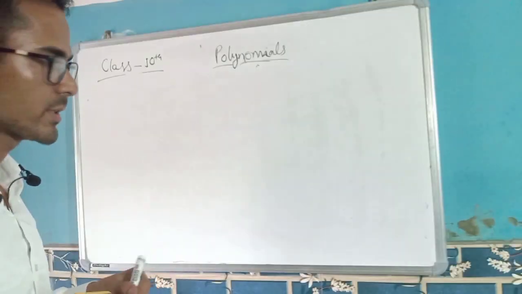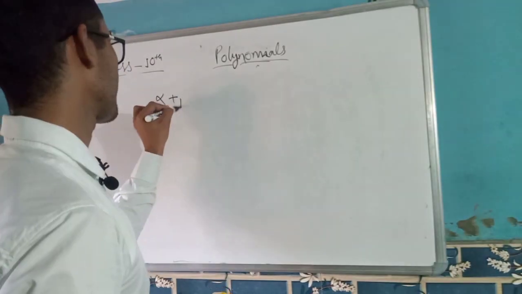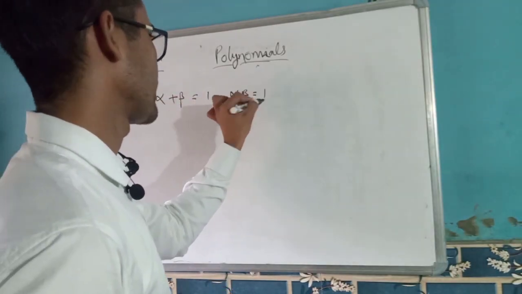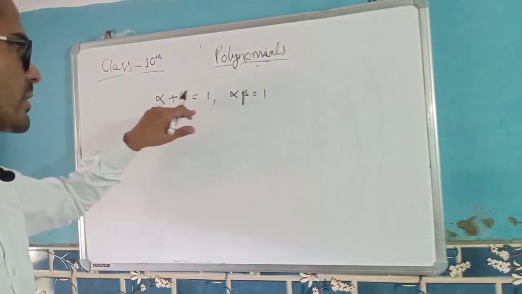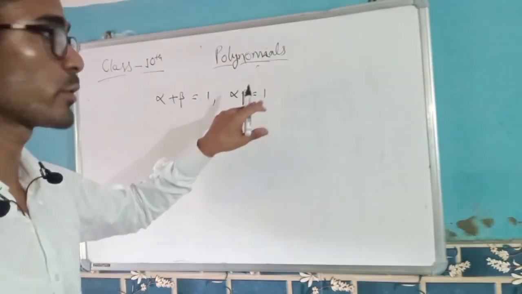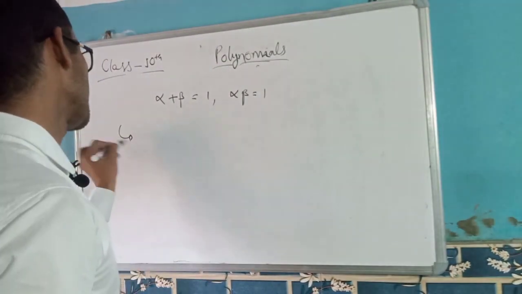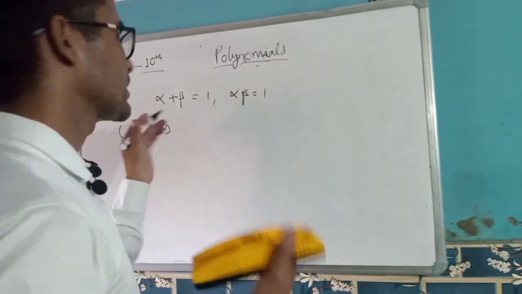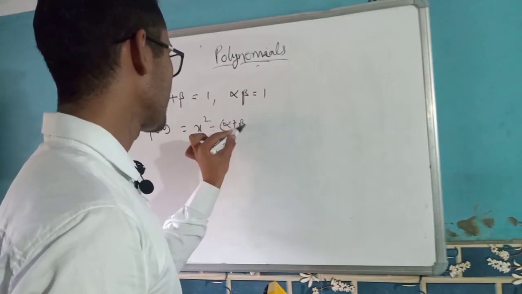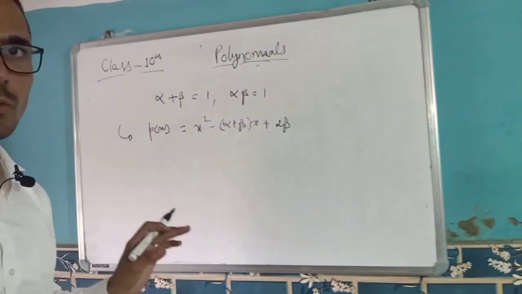Now you may be asked: when the sum of zeros of a polynomial, alpha plus beta, is given as 1, and the product, alpha beta, is also given as 1, what will be the equation of the polynomial? Very simple. What is the equation of a polynomial in terms of its roots? It is x² minus (alpha plus beta)x plus alpha beta. This is the equation of a polynomial in terms of its zeros, right?